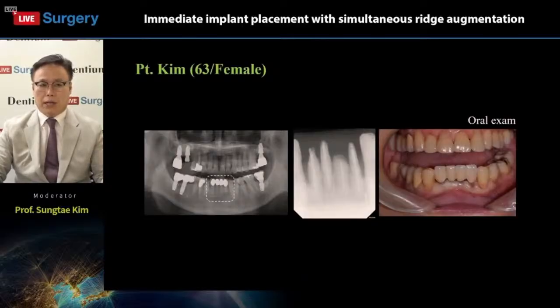So as a clinical exam, if you see on the right hand side, there is the previous restoration, but at the time when we placed the implant, the restoration was already fallen out, dislodged. So today's plan is extracting the remaining dentition on the anterior tooth area and placing implant immediately, and applying the bone graft through the vestibular incision.